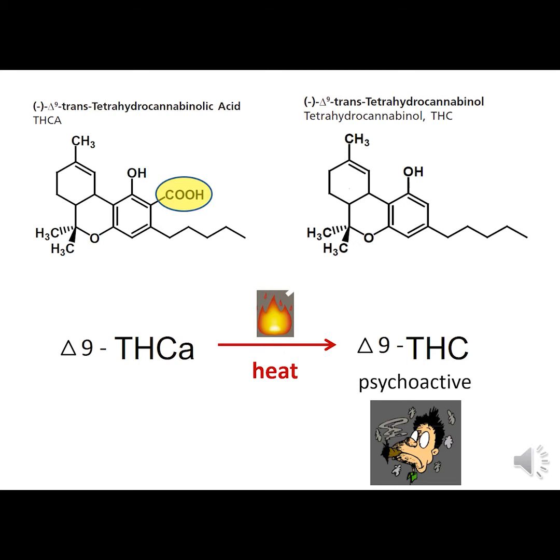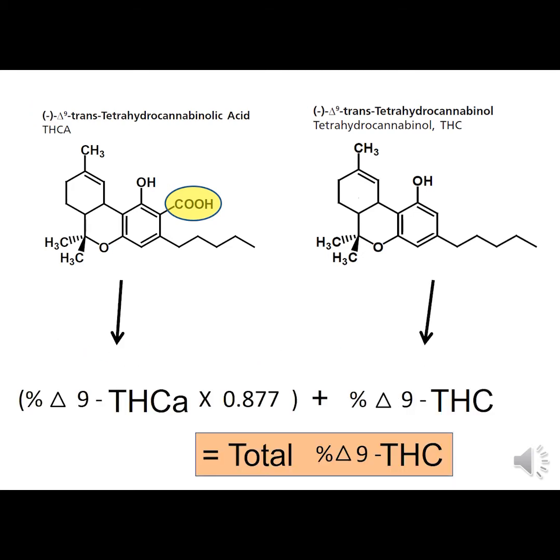So what we do in the lab is we measure THC with an instrument called a gas chromatograph, GC analysis. And with that instrument, you introduce the extract into the instrument and it heats it at a high temperature. So any THCA that is in the extract gets converted to THC. So we measure one peak, which is total THC with GC analysis.